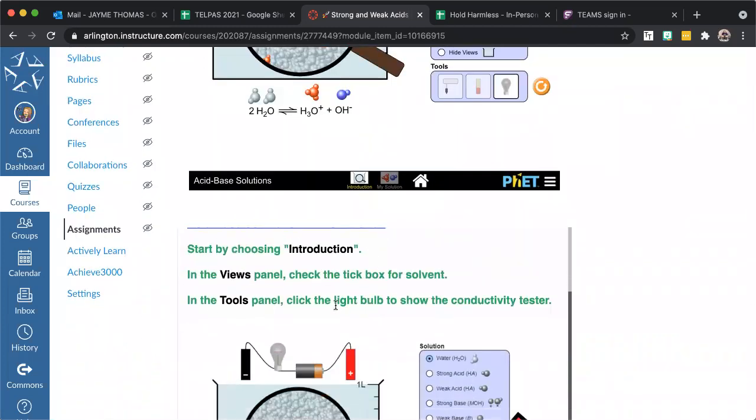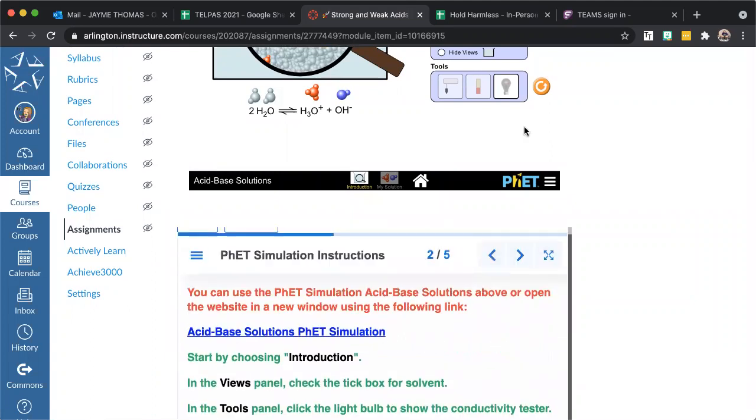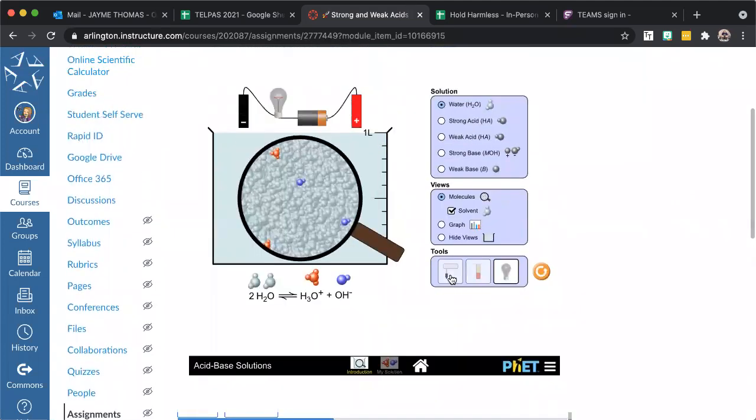In the tools panel, I want to click on the light bulb to show the conductivity tester. There are different tools over here. There's this, which is a pH meter. There's this, which is not litmus paper. This is called pH paper, and it uses something called universal indicator. So this is one that's more specific. Like I said, it's going to turn a lot of different colors, and instead of just telling us red is an acid, blue is a base, it has all these colors that can tell us approximately what the pH is. But you want the light bulb right here, okay?